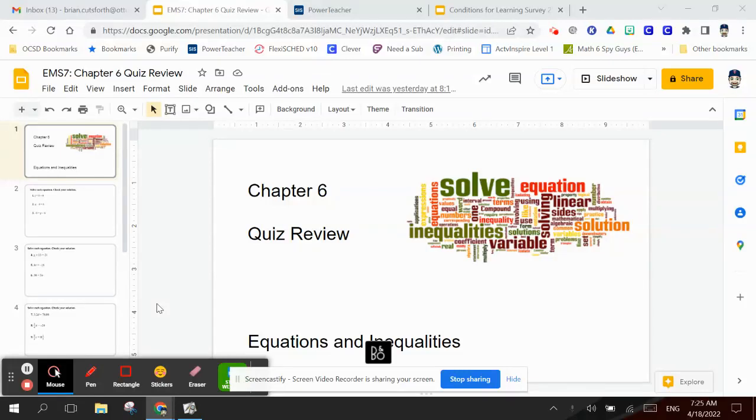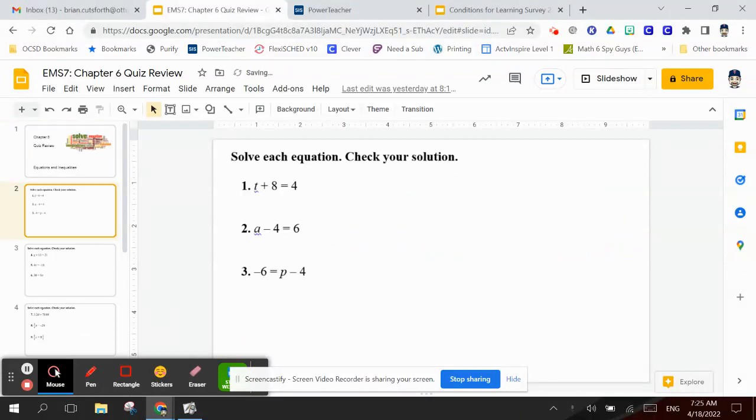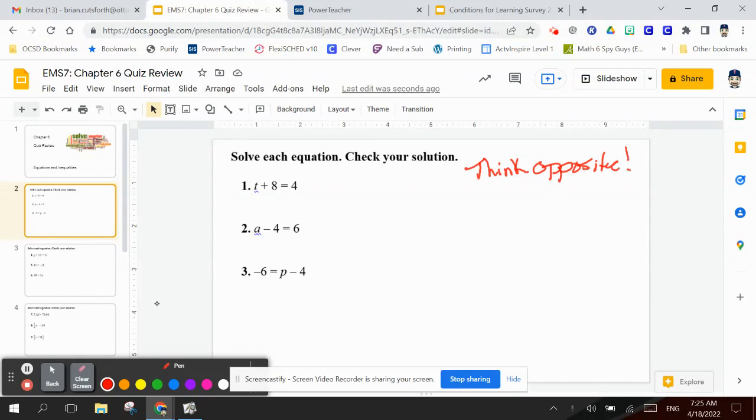Chapter 6, Quiz Review, Equations and Inequalities. So the first several problems, we have to solve each equation and then check your solution. So remember, as we're going through and we are solving our equations, think opposite. Whatever the operation is, to solve that equation, you have to do the opposite.